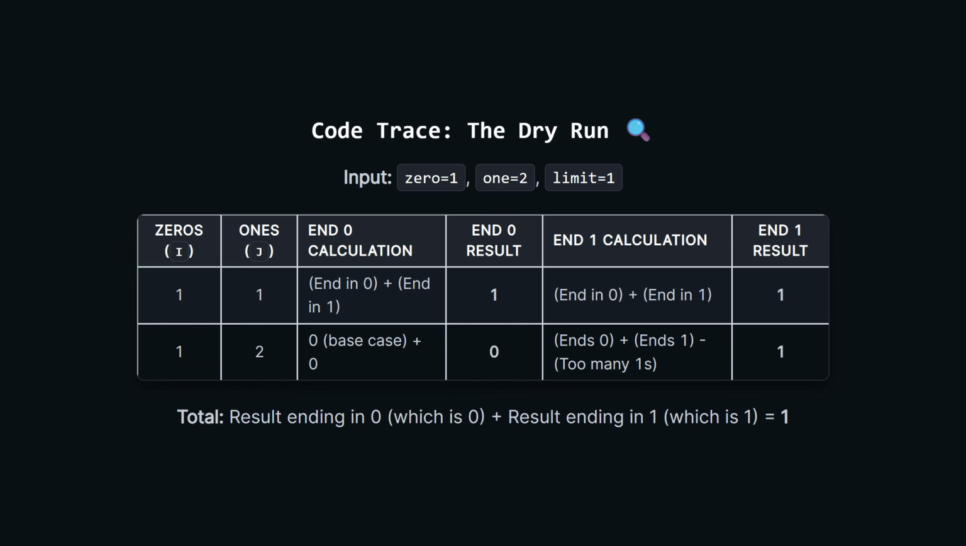Code can be hard to visualize just by looking at it, so let's run a simple example through our table line by line. We have 1 zero, 2 ones, and a limit of 1. When we try to place 1 zero and 1 one, there's one way to end in 0 and one way to end in 1. Now, moving to 1 zero and 2 ones. For ending in 0, our lookback gives us 0 ways. For ending in a 1, we add our previous valid paths, but we have to subtract the path that caused 2 ones in a row. 1 plus 1 minus 1 leaves us with exactly one valid way to end in a 1. Our final answer is just adding those two end results together.